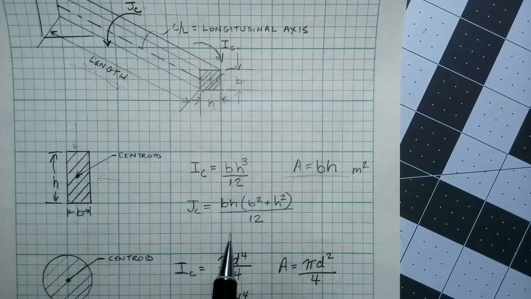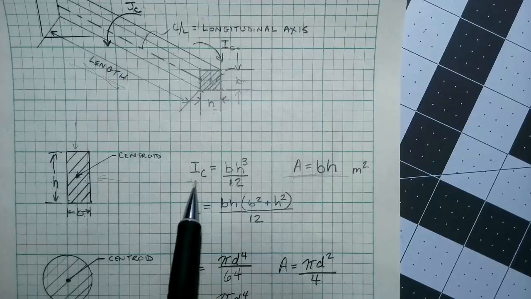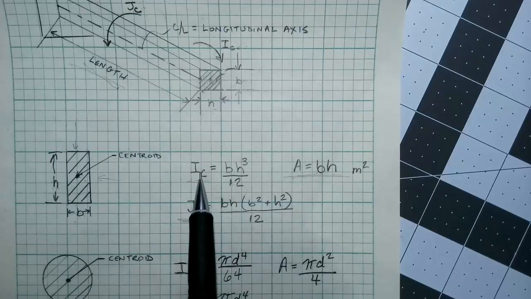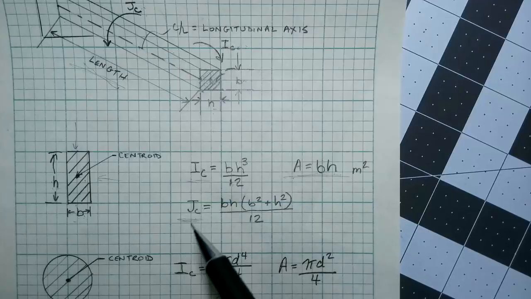Notice here are the two equations for second area moment of inertia. We use the variable I, and for polar moment of inertia, we use the variable J. And they both have subscript C because it means they're about the centroid. If it was about the x-axis, the subscript would be an x. If it was about the y-axis, the subscript would be a y.